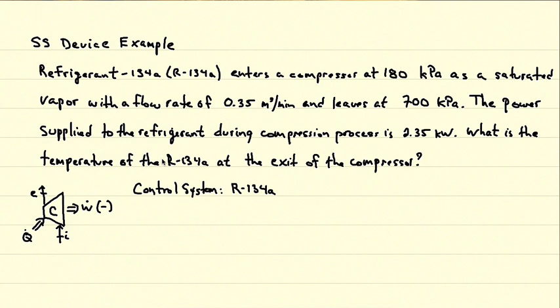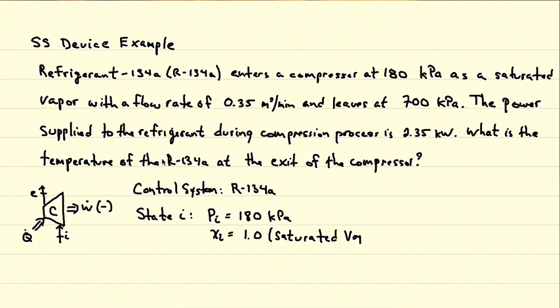We also have state information that we're given. We know properties at our inlet state. First of all, our inlet pressure, PI, is given to us as 180 kPa. And we're told that we're saturated vapor, which is basically to say that our inlet quality is 1.0. This is from the statement telling us that we are a saturated vapor. We also have information at our exit state. At least we're given one piece of information at our exit state. We're told that the exit pressure, PE, is equal to 700 kPa.